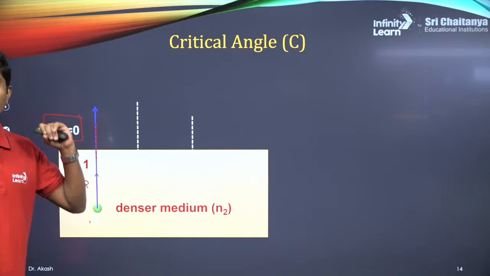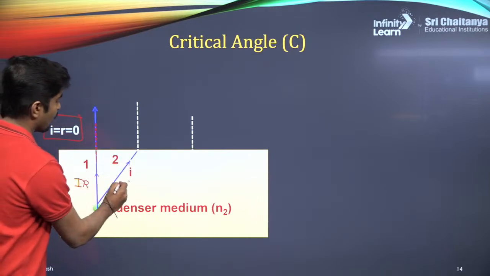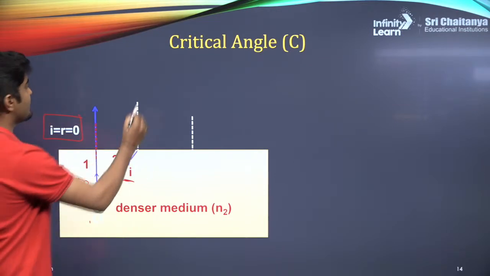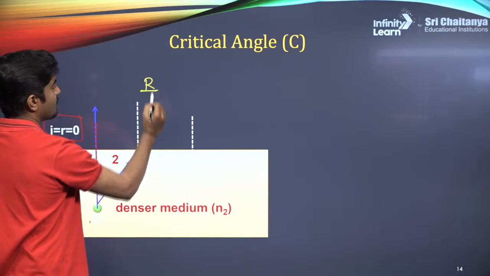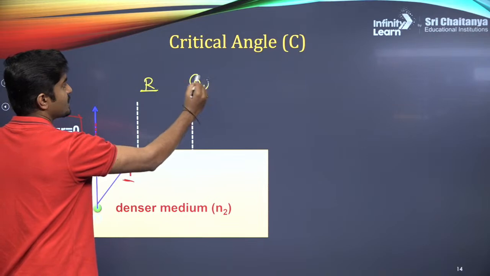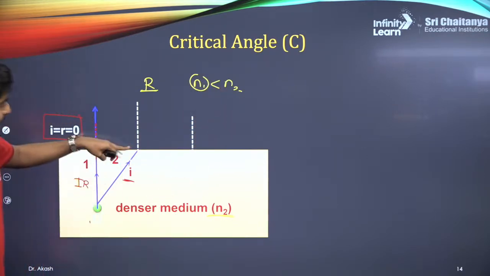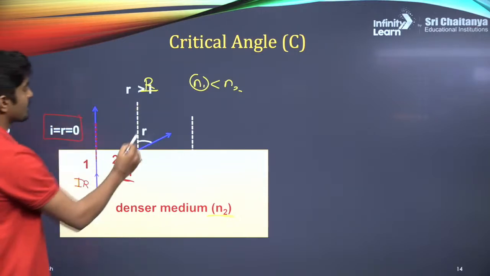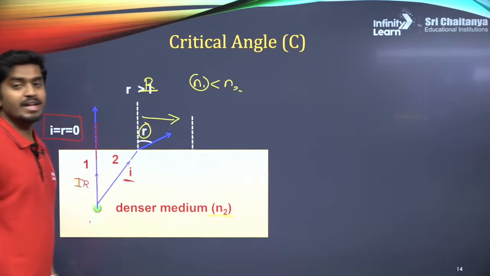Now if I increase the angle of incidence, so what will happen? So this is the angle of incidence, it is greater than 0. So this is a denser medium, and the above one is a rarer medium. Let's suppose N1, which is smaller than N2. So what will happen? Light will bend away from the normal. This is the R, angle of refraction. Light is bending away from the normal.